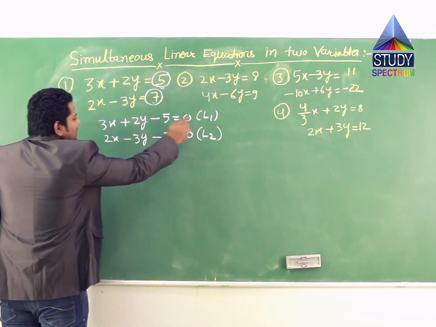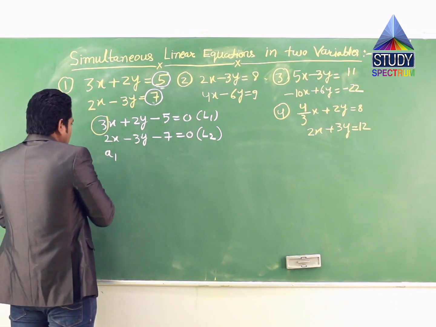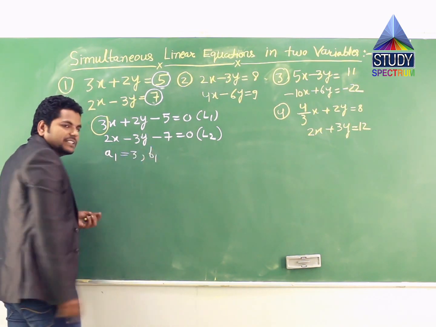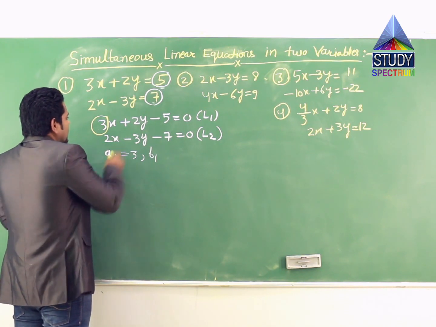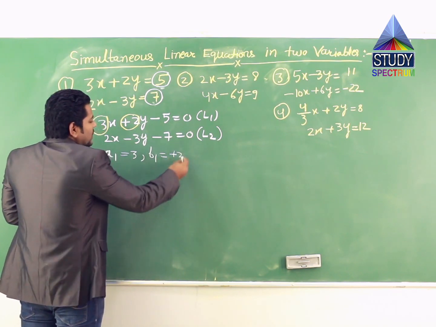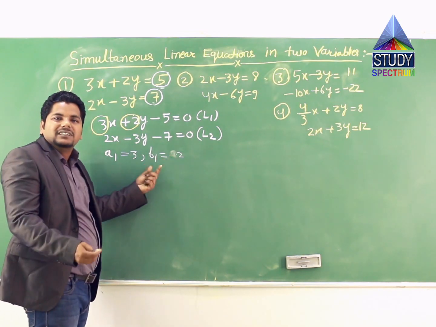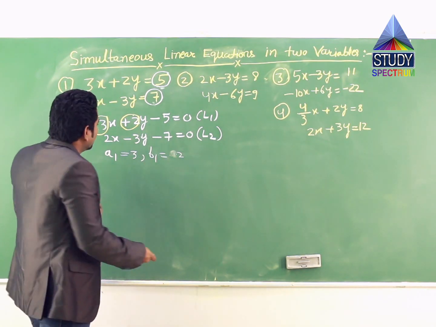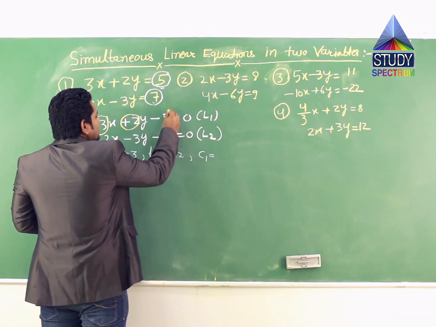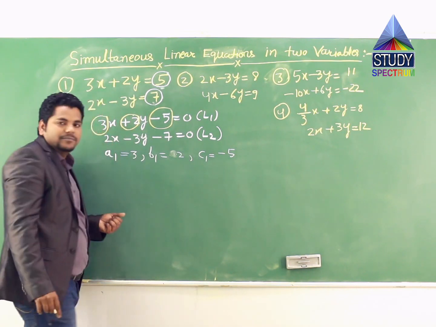So for line L1, A1, the coefficient of x, is 3 here. Now B1, the coefficient of y, here it is plus 2. So B1 is plus 2, or you can write only 2, because if plus is not written, it means it is already plus. Now C1, which is the constant, is -5. So this is -5.